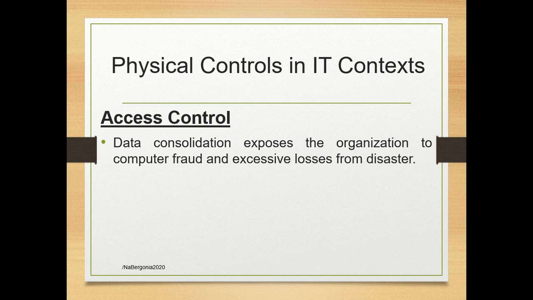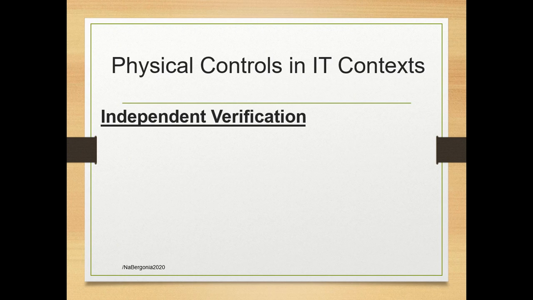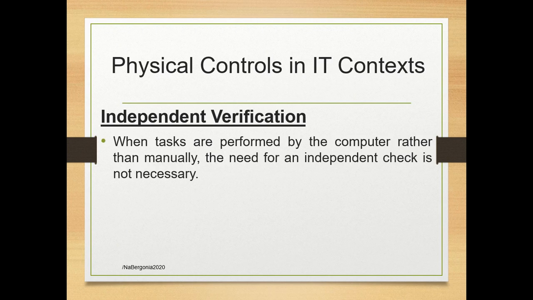Also, our access control. And lastly, independent verification. So when tasks are performed by computer rather than manually, the need for an independent check is not necessary. But the connotation of this is that even though an independent check is not necessary, the system is also checked. There is one subject in the future, which is auditing in computerized environments, so that you could verify whether what the system produces is correct. Maybe what was coded in the system is wrong, then we also need to check. We need to have an independent check.